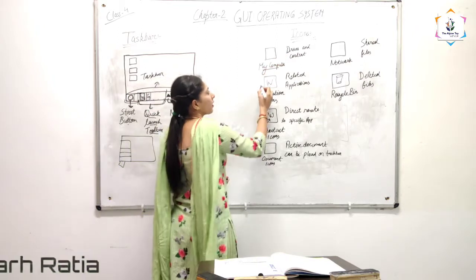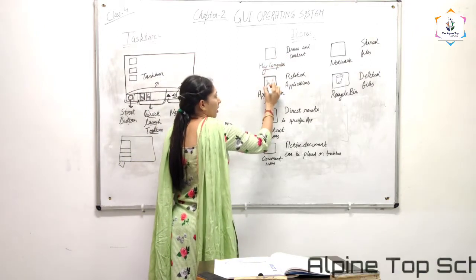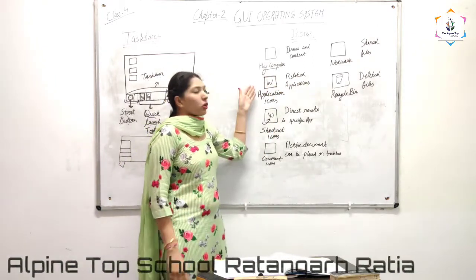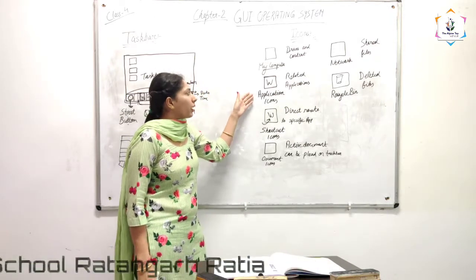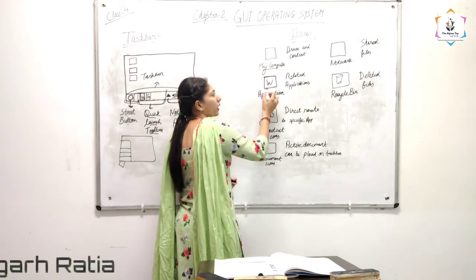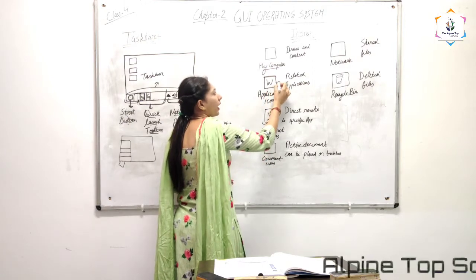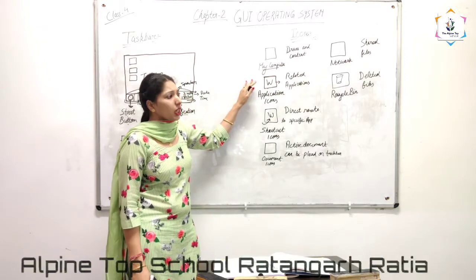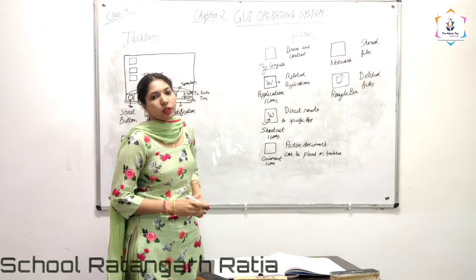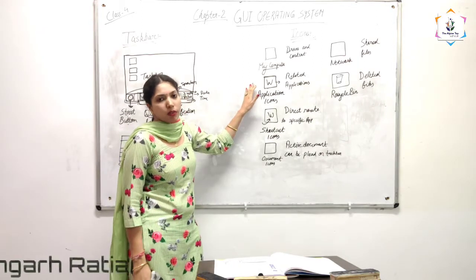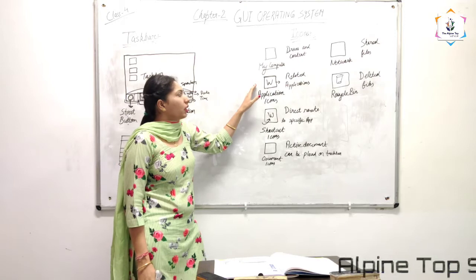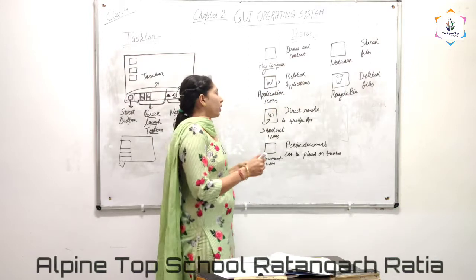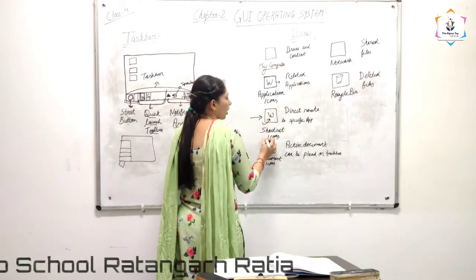Now next icon is our application icon. What is application icon? Suppose you have to access Word document or PowerPoint document. We will click on that particular application, then that application will be opened. Now suppose you want to write a PowerPoint presentation. What you will do? You will click on that PowerPoint presentation, then your PowerPoint presentation will be opened, then you can work on that.